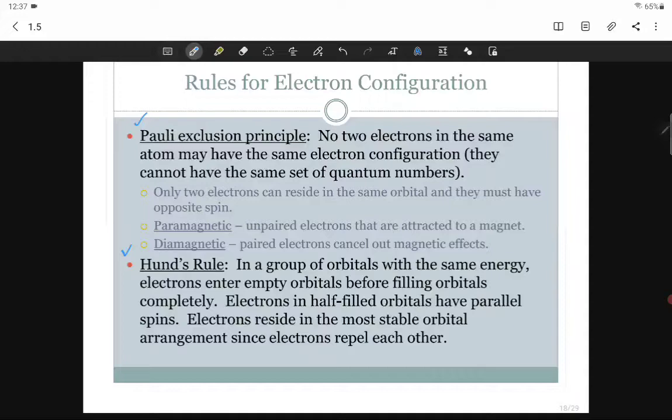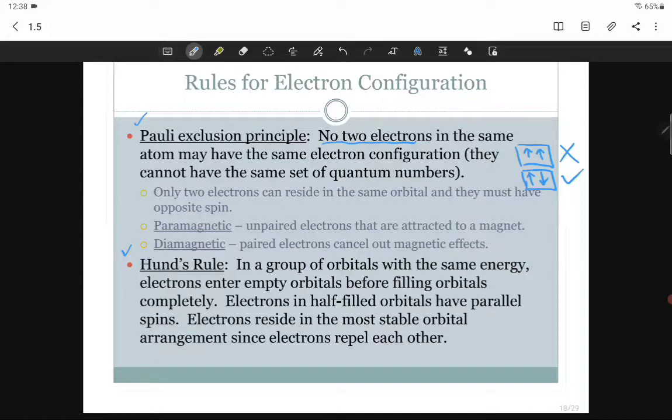So the Pauli exclusion principle says that you can't have two electrons with the exact same configuration. And what that really means is you can't have two electrons doing that. That is a no-no, because if you had two electrons doing that, they would actually repel each other. Electrons are negatively charged, so one would do that, and then the other one would do that. That's the correct method.